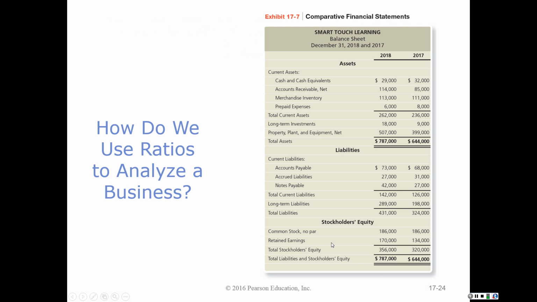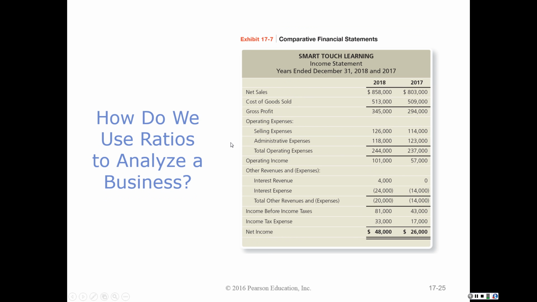So we obviously need financial statements to get the data that we will utilize in these ratios. So if you want to pause at any time to go back to these slides and see where the numbers came from, you certainly can. I will also provide these PowerPoint slides for you so you can pull them up if you want to be looking at the financial statements as we calculate the ratios moving forward. So we have the balance sheet and the income statement for Smart Touch Learning.